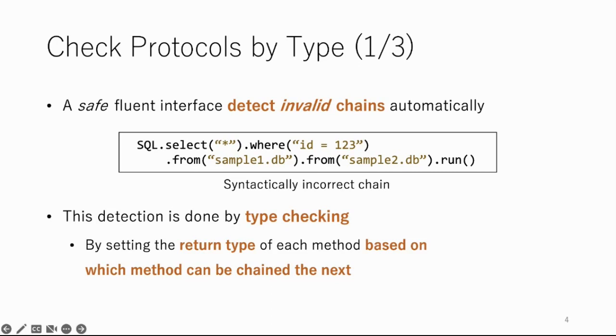So, for example, only the from method can come just after select. So by setting the return type of select to have only the from method, this chain will be detected as a type error, because there is no where method.